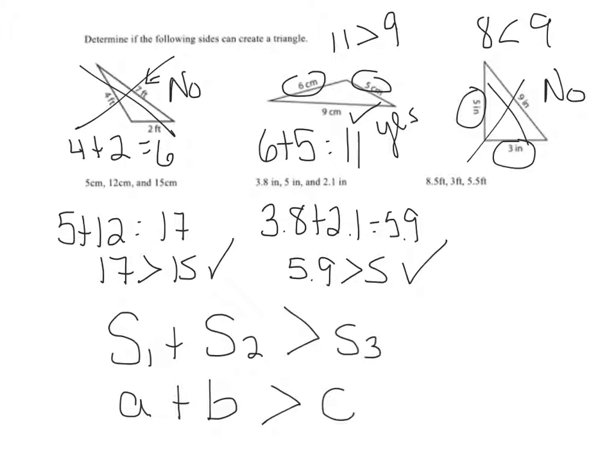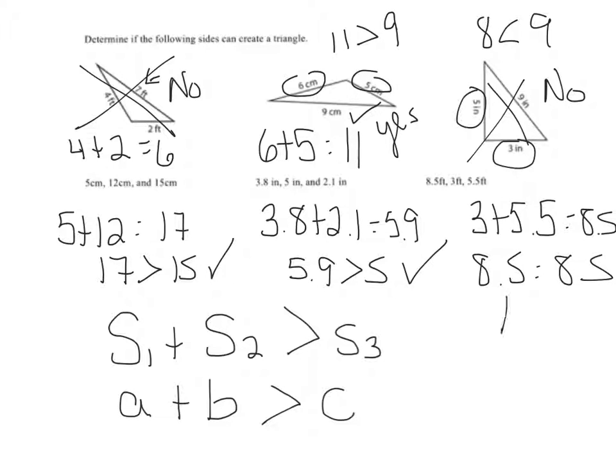Last one that I have is 3 feet plus the 5 and 5/10 of a foot. That gives me 8 and 5/10, or 8.5. 8.5 is equal to 8.5, so this also cannot make a triangle. It has to be greater.